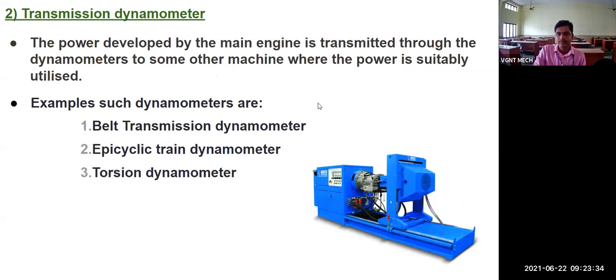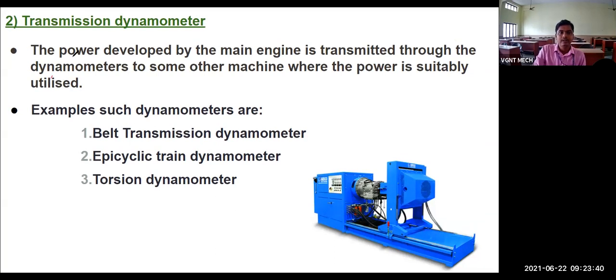And coming to the transmission type dynamometer. In the transmission type dynamometer, what will it do? The power developed by the main engine, it will transmit through this dynamometer to some other machine where the power is suitably utilized. This means one end of this dynamometer is connected with the engine and the other end of the dynamometer is connected with some other device. So what this dynamometer will do, from the main engine it will absorb the power, then that power it will transmit from the main engine to the other machine, and here we will measure the power.